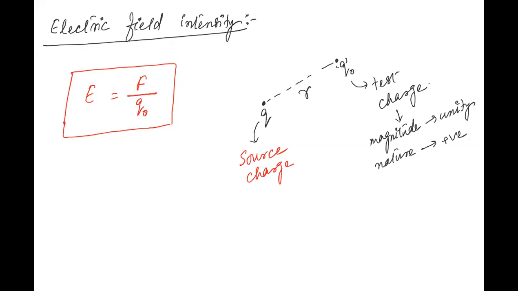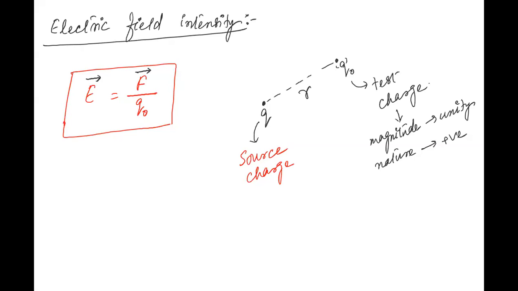Vector quantity. And charge, what kind of quantity is a charge? Scalar quantity. So if you divide a vector quantity by a scalar quantity, the result remains a vector. It will always be a vector.